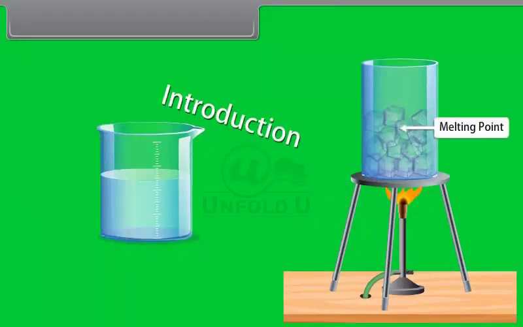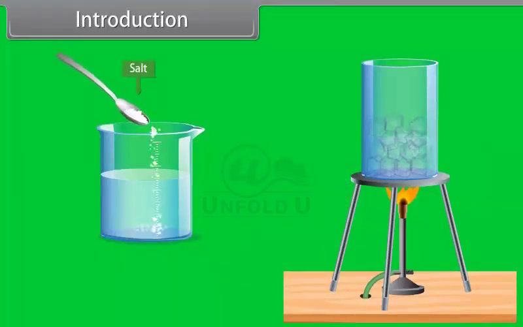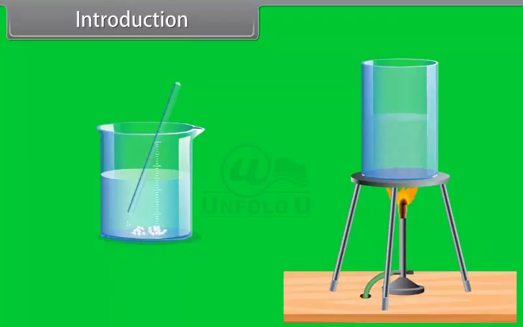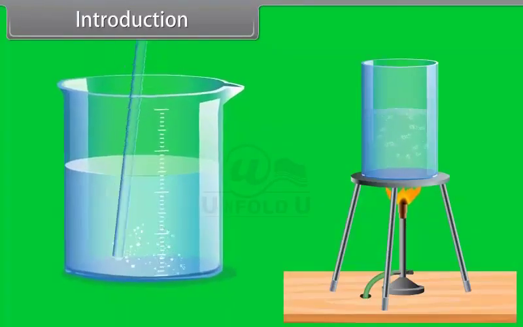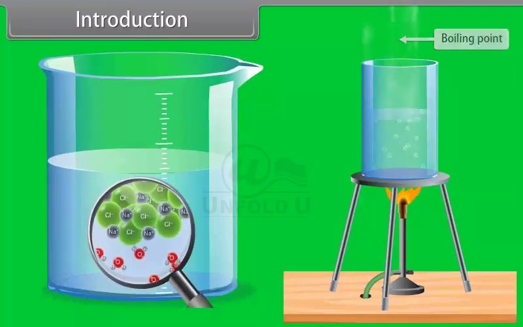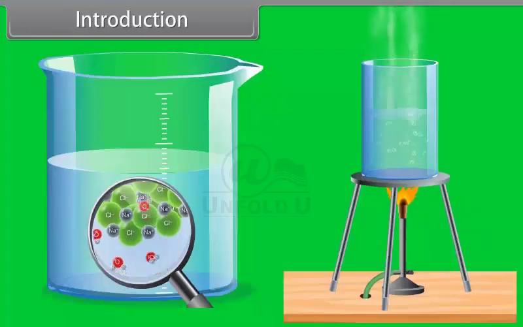Introduction. Hey kids, today we will learn equilibrium. Physical equilibrium involves a state of equilibrium of a system which undergoes phase transformation. For example, dissolution of salt, evaporation of water, etc.